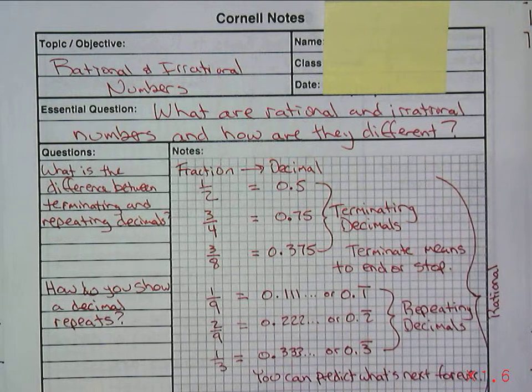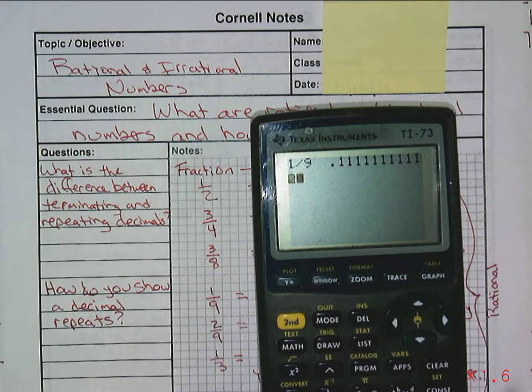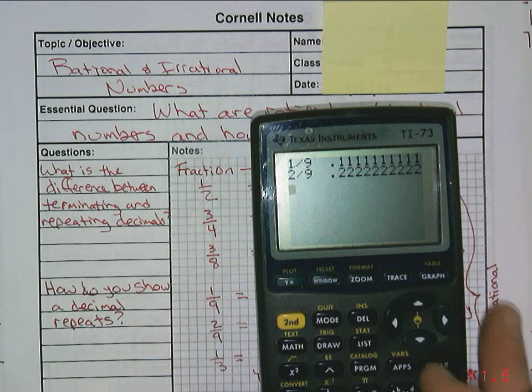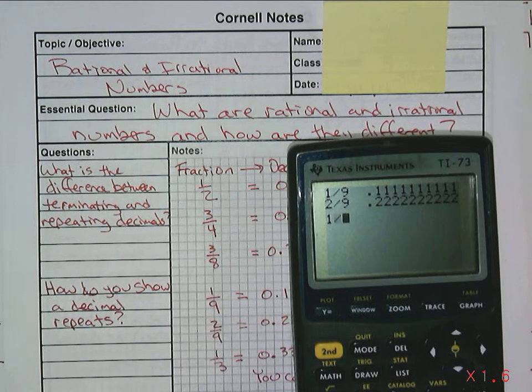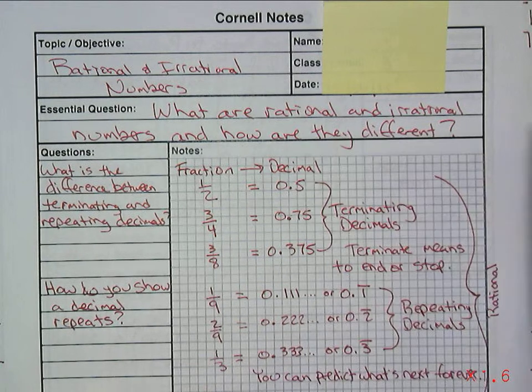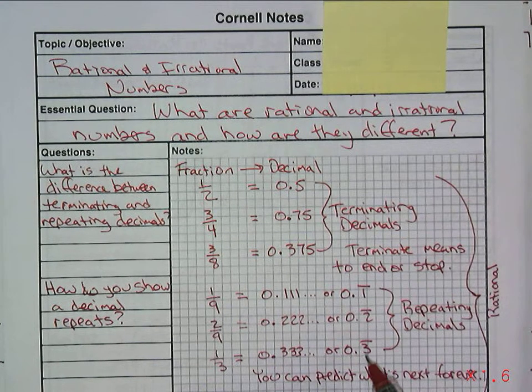Same thing with 2/9. If I did 2 divided by 9, I get 0.2 repeating. And 1/3 comes out to 0.333, and we just continue to get 3's. So there are my repeating decimals. They just repeat over and over again, and the way to note them is 0.3 with a line over the top. These are called repeating decimals because they repeat.